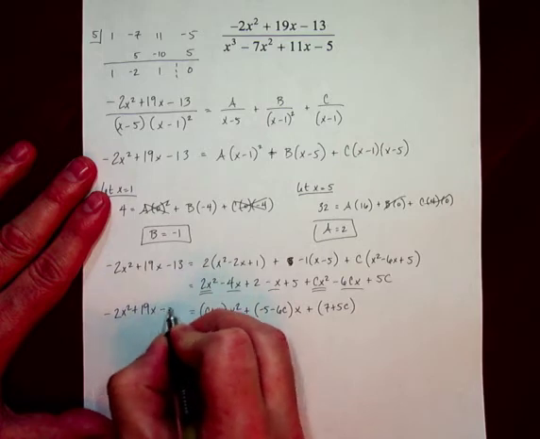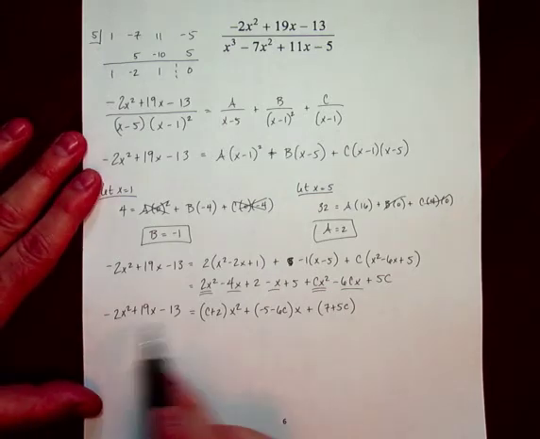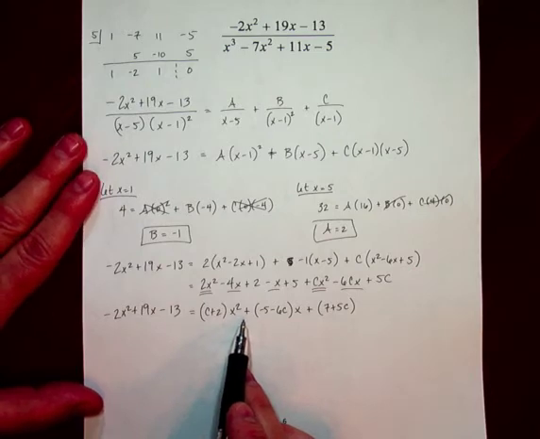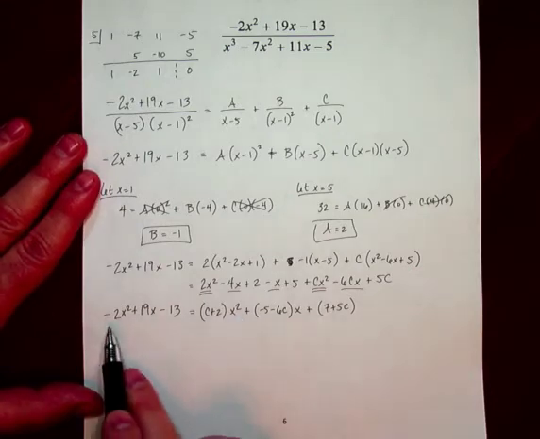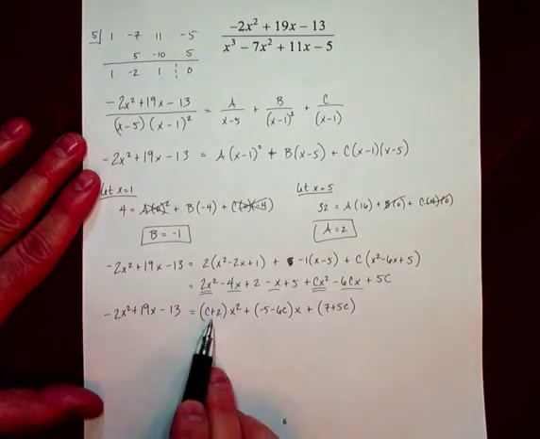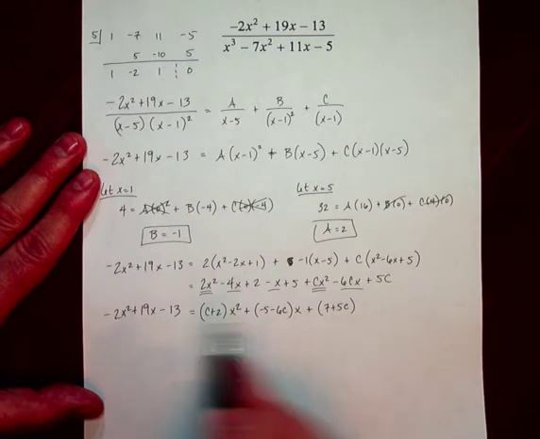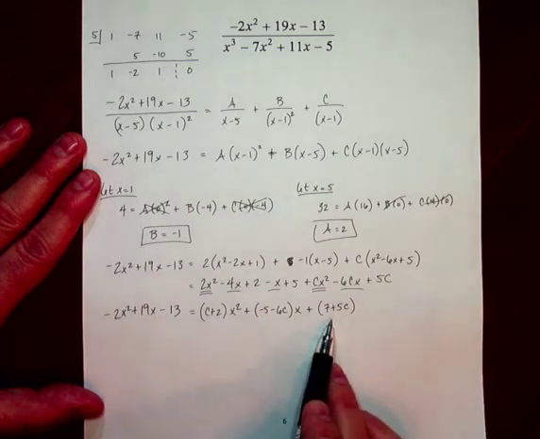Now remember, I said that I'm looking for an a, b, and a c value that is true for all x. If this equation is true for all x, then the coefficients have to be the same value. -2 has to be equal to c plus 2. 19 has to be equal to -5 minus 6c. -13 has to be equal to 7 plus 5c.